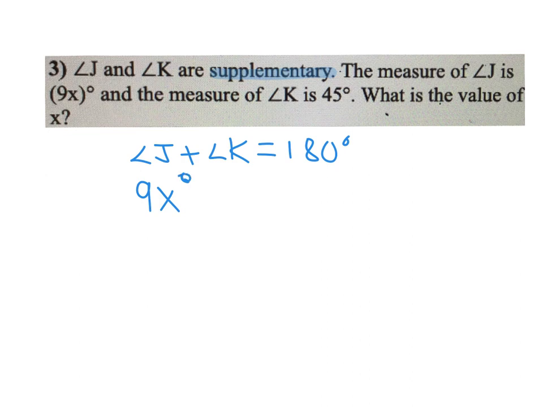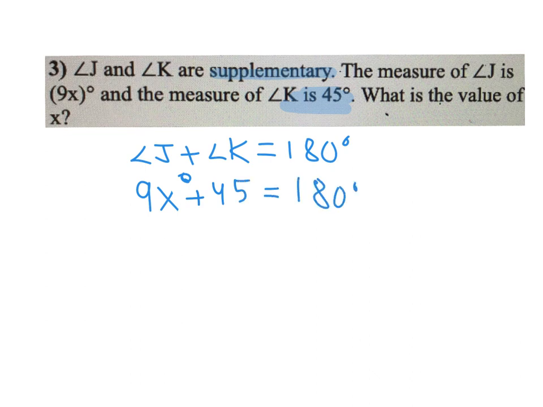And the parentheses aren't really doing anything, so we could include them, but we don't have to include them. So you could draw it or you could erase it. They also tell us that angle K is 45 degrees. So we're going to substitute the number 45 degrees in for angle K. And this is our expression.